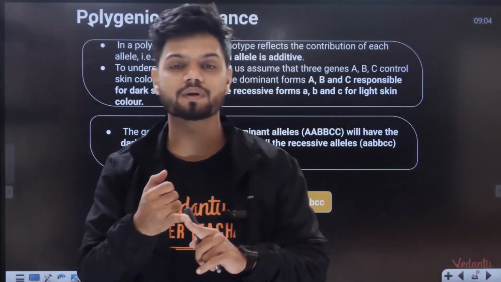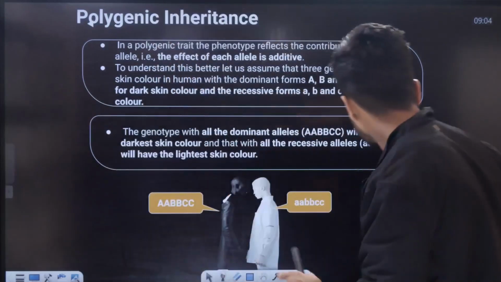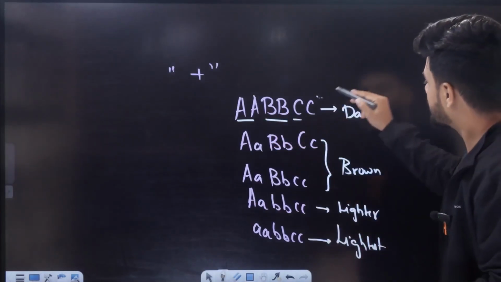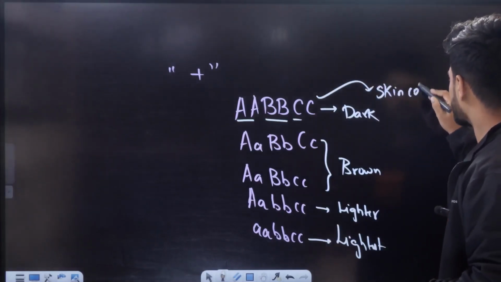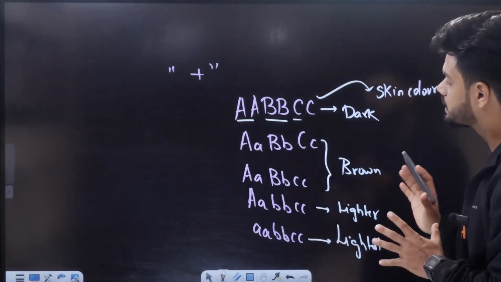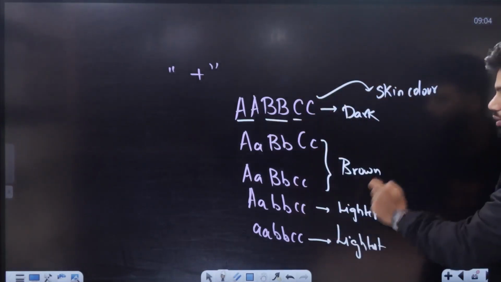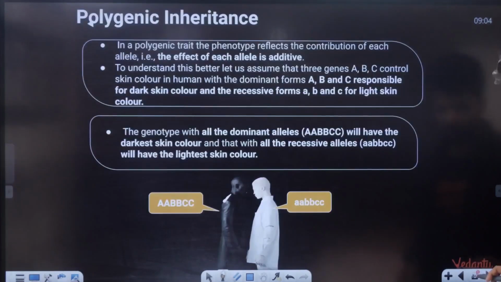So first point is what, students? First point is many genes controlling one trait. Can you see here? Gene A, gene B, gene C. All of these genes are controlling one trait, that is skin color. All of them are controlling skin color. Many genes, one trait. It is additive in nature, and also it is affected by the environment.